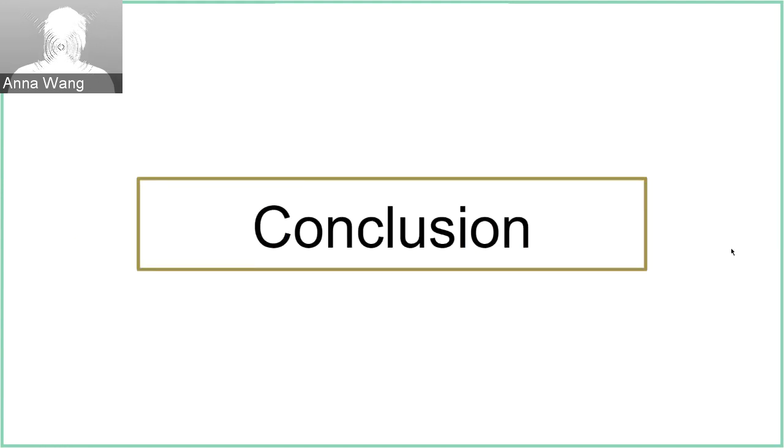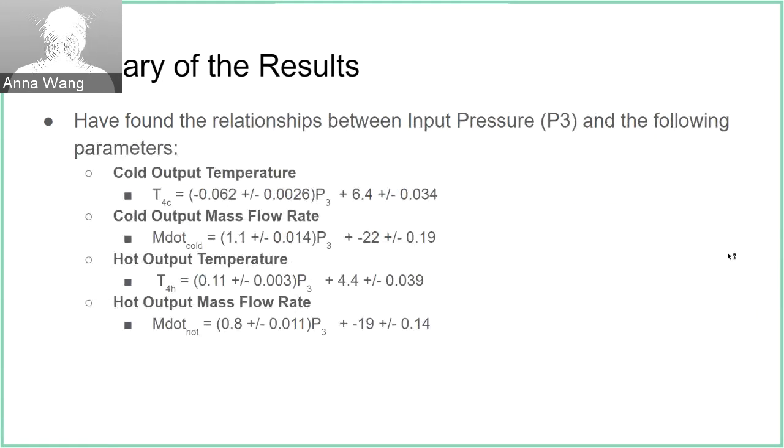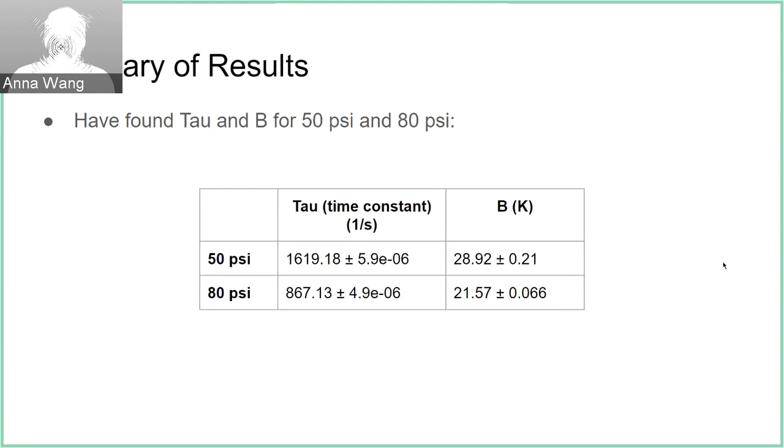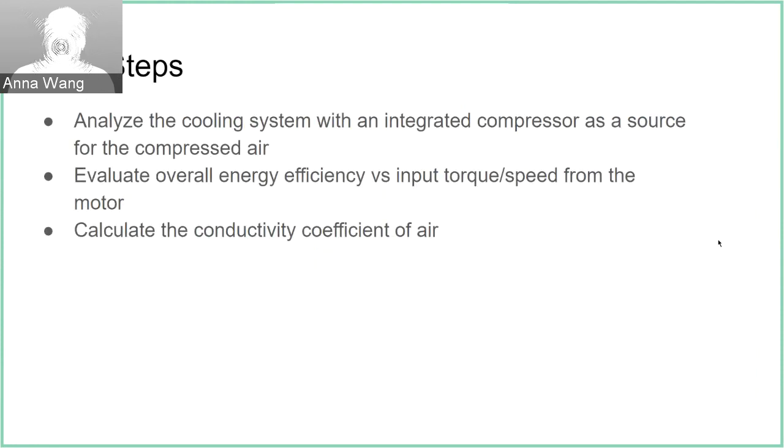So just as a summary of our results, we have found the measurements for the steady state behavior of the vortex tube. We've also found the relationship between input pressure and cold output temperature, cold output mass flow rate, hot output temperature, and hot output mass flow rate. We've also found tau and beta for both 50 psi and 80 psi of compressed air. And we've also solved for the thermal resistance and the mass of the block and compared it to the actual mass of the block. So knowing all these parameters is critical for the next steps in this experiment.